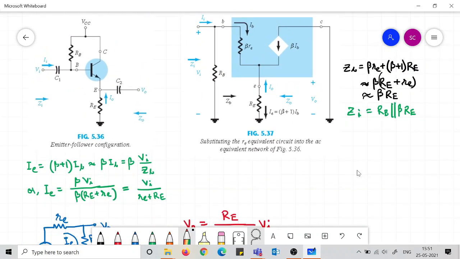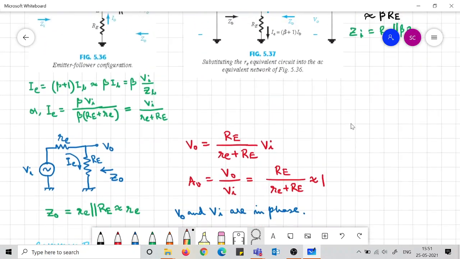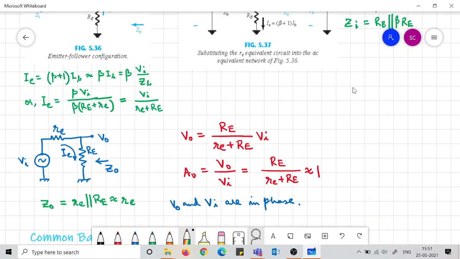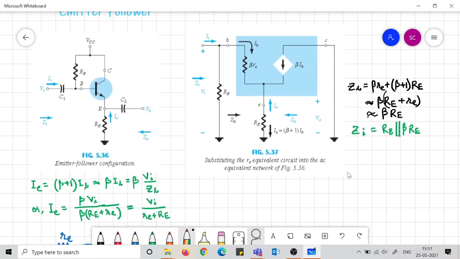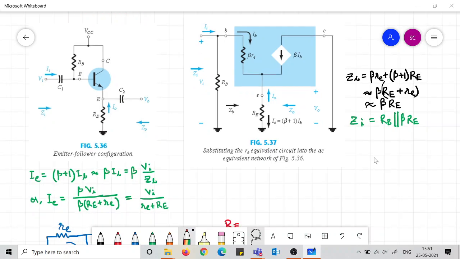Next, we have to see what is the Z0, but for Z0 actually you see Z0 is from this point. So this is V0. V0 is not from here. V0 is from ground to emitter terminal, and we are looking into this point to see what is the Z0.